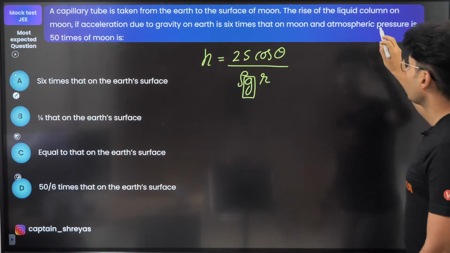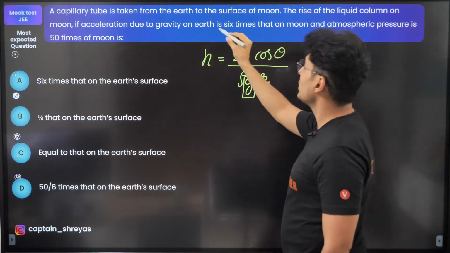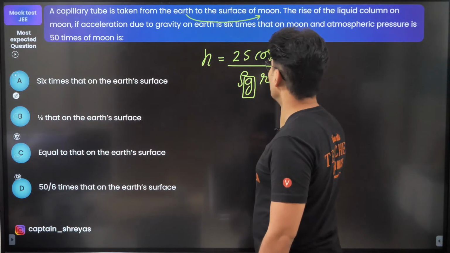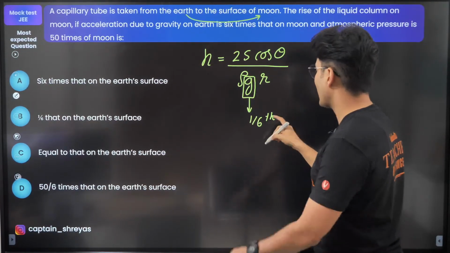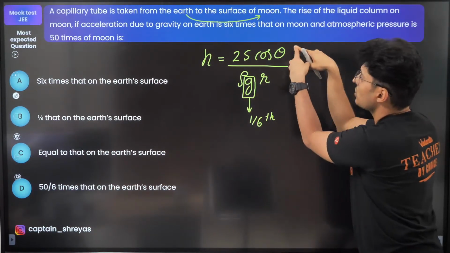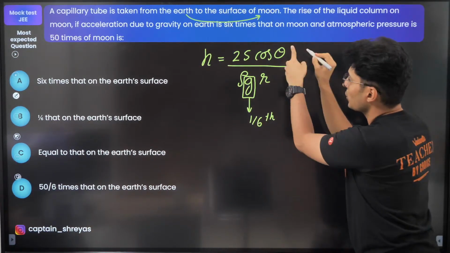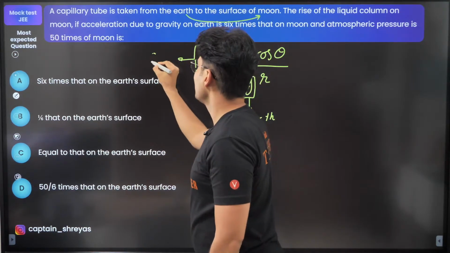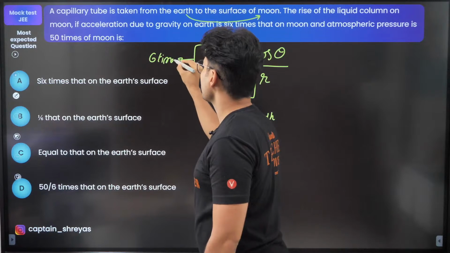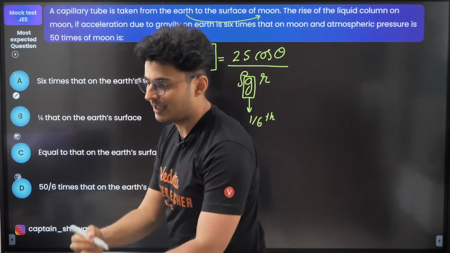So if you have gone from Earth to the moon, g has become 1/6. So that 6 goes on the top. So this height will become how many times? 6 times. So the height will become 6 times.